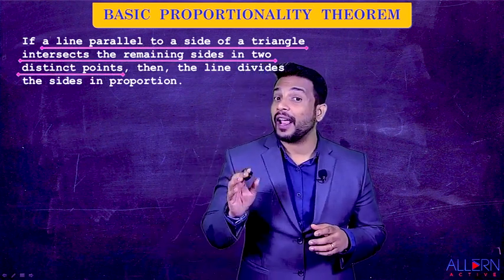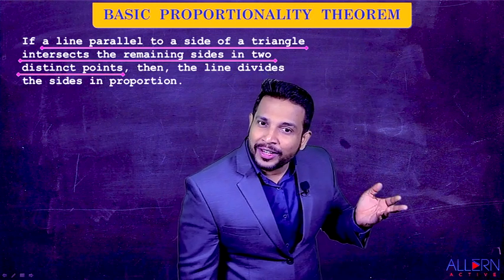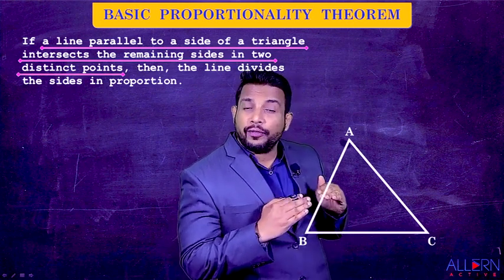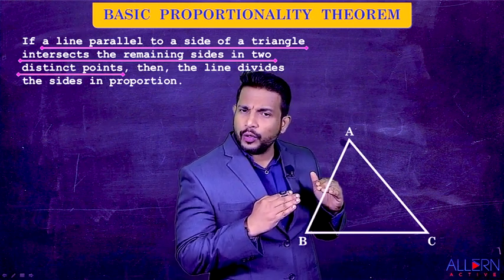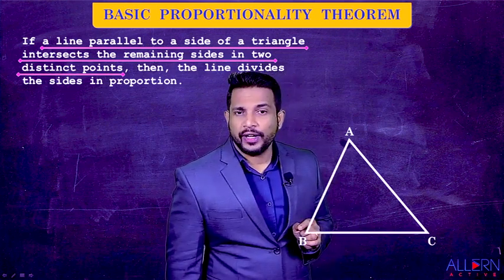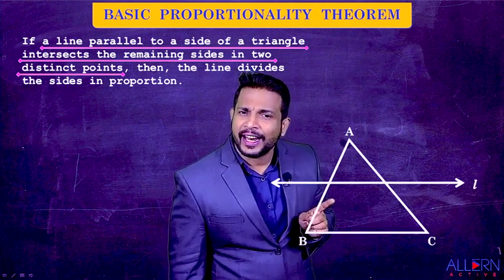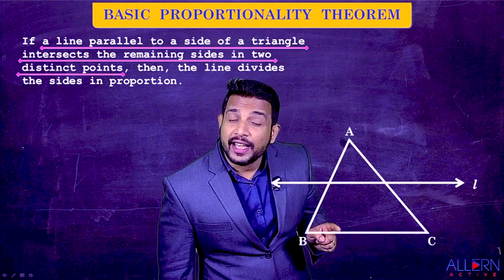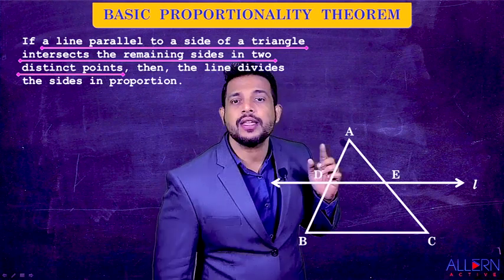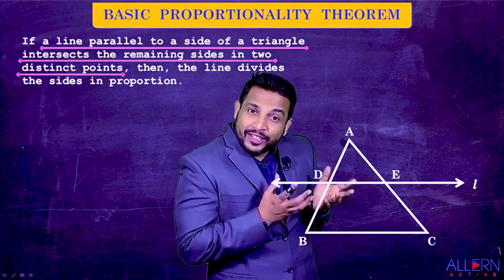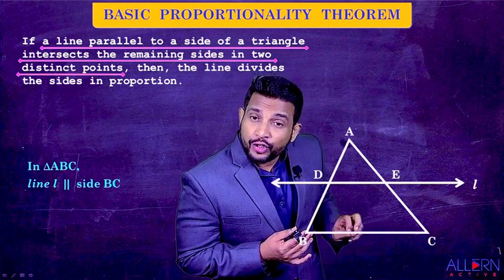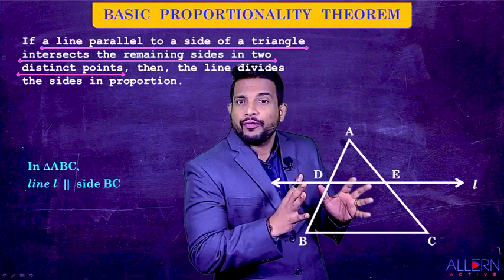If you see, a line parallel to a side of a triangle. So first we understand we need to have a triangle. So we take a triangle ABC. We want a line which is parallel to one side of the triangle and intersecting the other sides at two distinct points. So this line L is parallel to side BC and is intersecting AB and AC at distinct points D and E. So this is what is given. That means this is what we draw: in triangle ABC, we have a line L which is parallel to side BC. That's the given information.